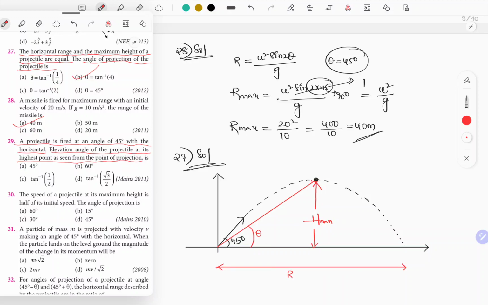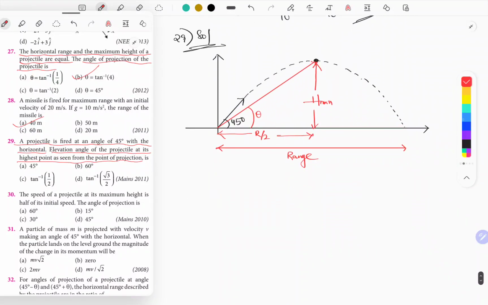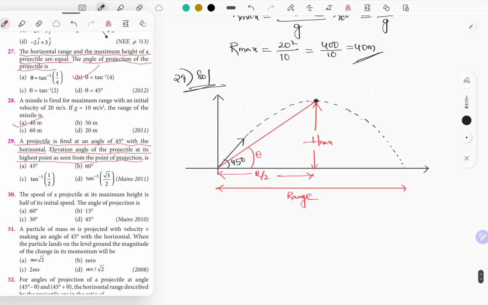If we can find out the range, then this side is going to be half of the range, that is R by 2. Now how to find the angle? They are asking the angle of elevation. This theta is called the angle of elevation, the angle made by the line touching the starting point and the maximum point with respect to the horizontal x-axis. So what about tan theta? Tan theta is equal to h by R by 2, right? So 2h by R is the formula.